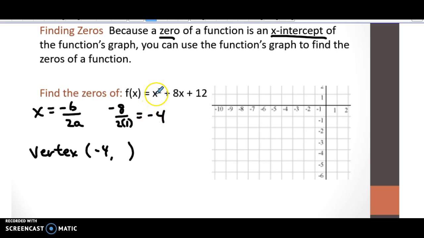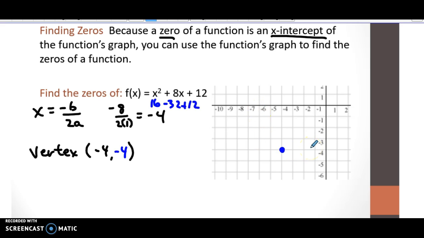So negative 4 squared would be 16. 8 times negative 4 is negative 32. So we end up with 16 minus 32, which is negative 16, plus 12, which gives us negative 4. So we have our vertex. So let's graph that, negative 4, negative 4. And because I have a positive a value, I know this parabola is going to open up.